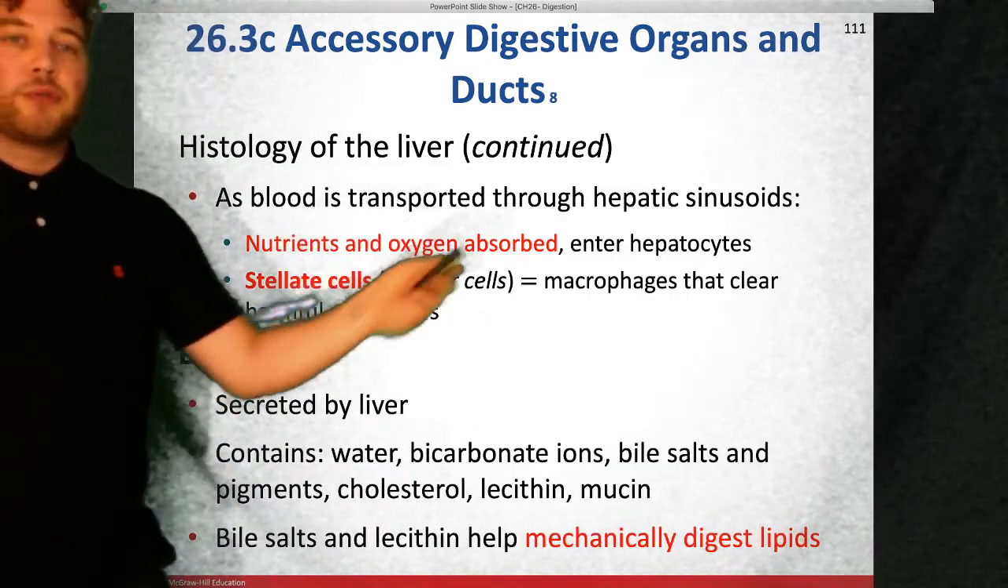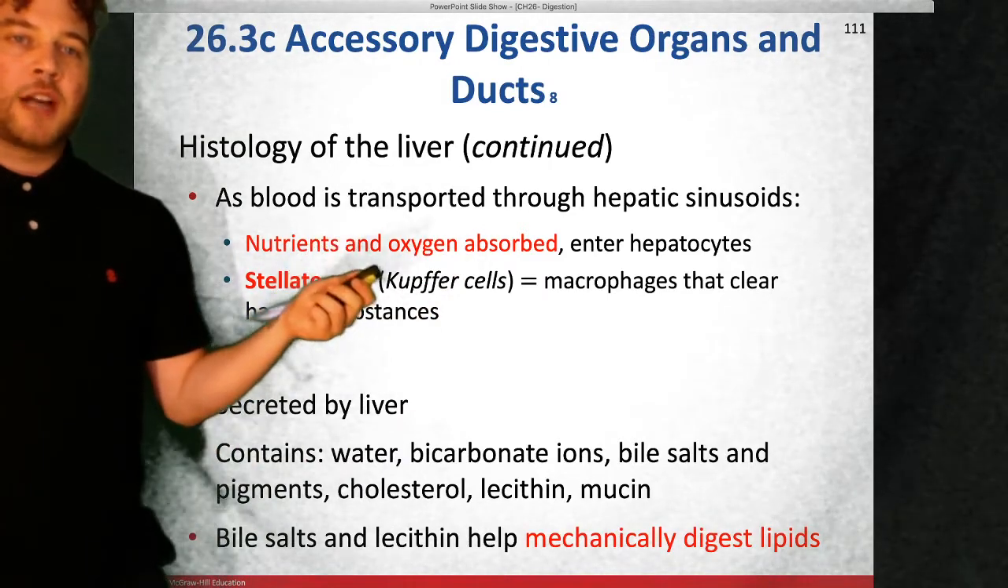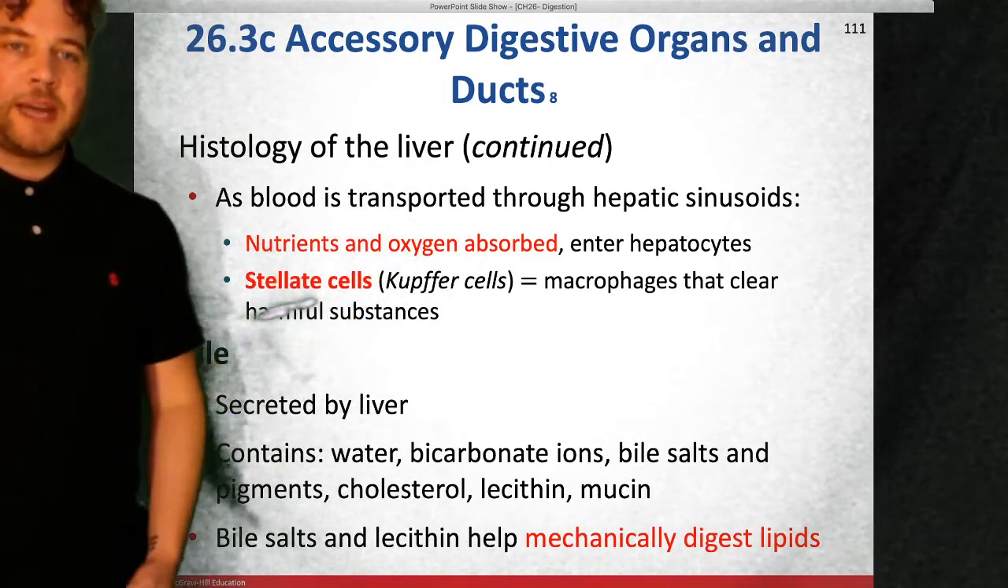As blood is transported through the hepatic sinusoids, nutrients and oxygen are absorbed, and they enter into the hepatocytes.